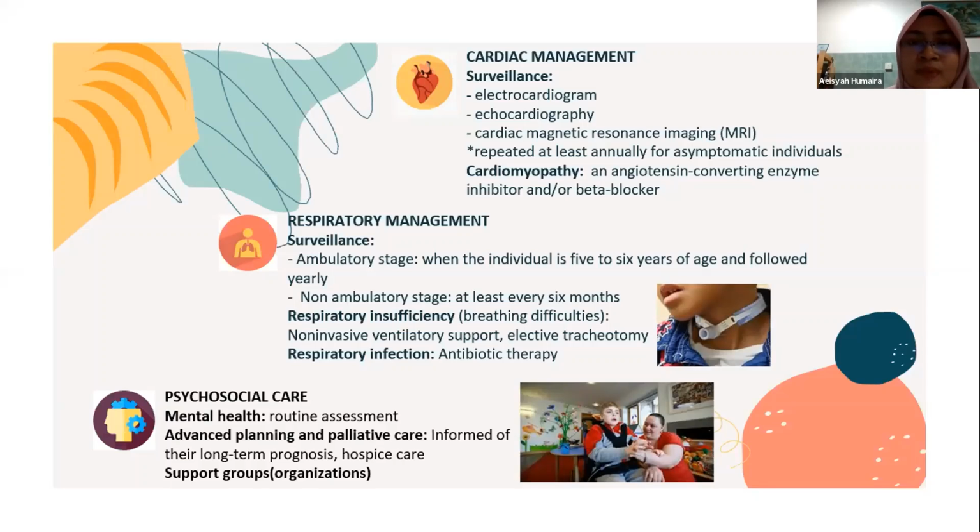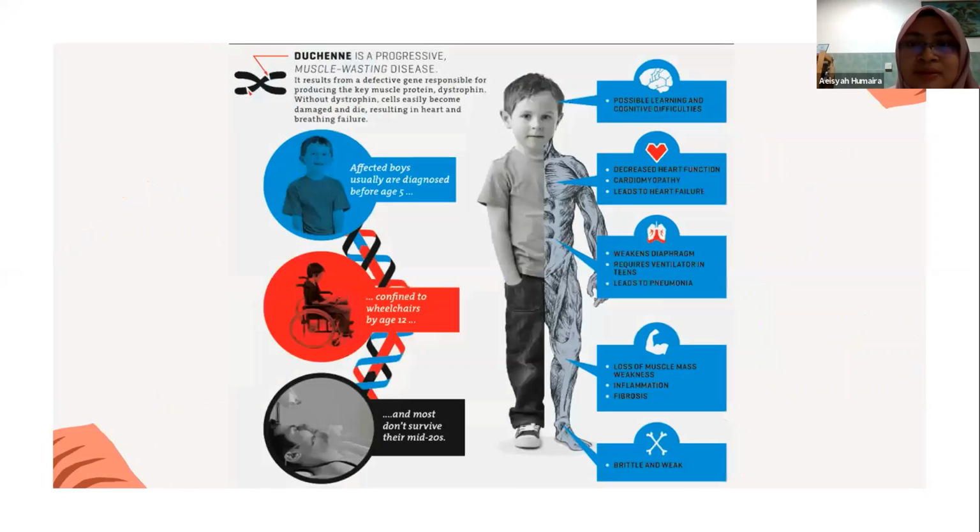This is the summary of Duchenne muscular dystrophy. As I said earlier, it is usually diagnosed at the age of 5, patients are confined to a wheelchair at the age of 20, and they don't survive beyond their mid-20s. These are the symptoms and also the complications of Duchenne muscular dystrophy patients.